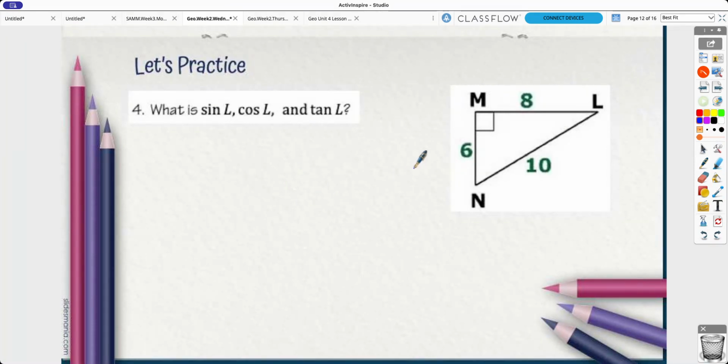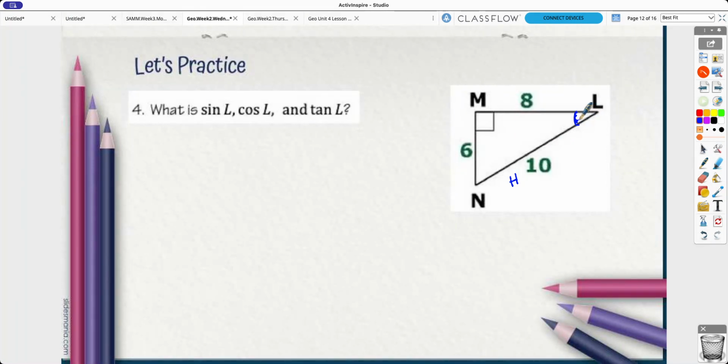All right, number 4. What is sine L, cosine L, and tangent L? Here is our angle L. In relation to L, 10 is the hypotenuse. And by the way, class, if you are given 3 sides, you know that the hypotenuse is the longest side, so it has the highest value. Between 6, 8, and 10, 10 is the highest, so that would be your hypotenuse.